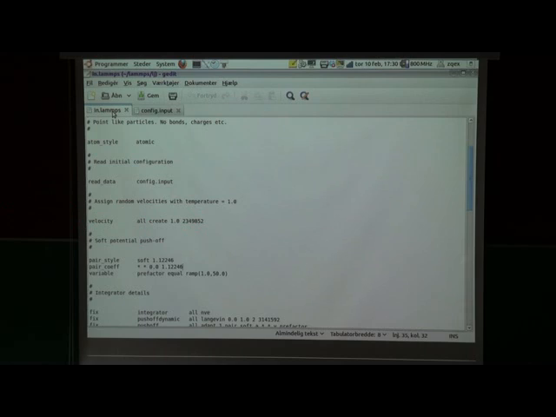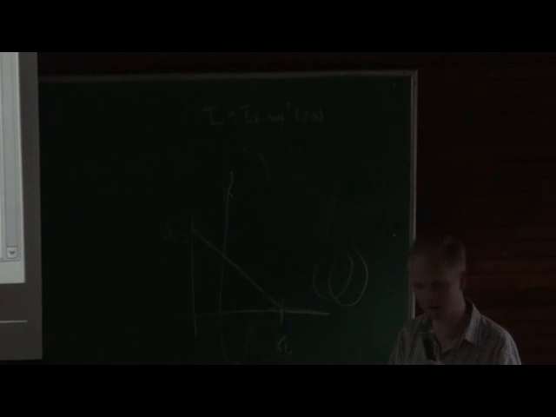Now there's a crucial point, because the initial configuration I've made has random positions, right? I put them in randomly. If I start with random positions using Lennard-Jones interactions, a certain number of the particles are going to be overlapping. And remember, the Lennard-Jones interaction looks like this, which means that I will have particles up here having infinite energy in principle.